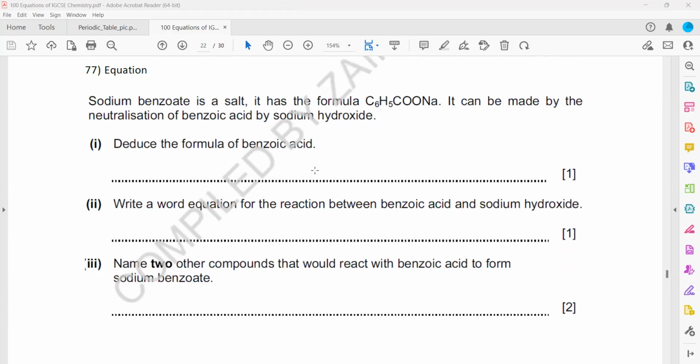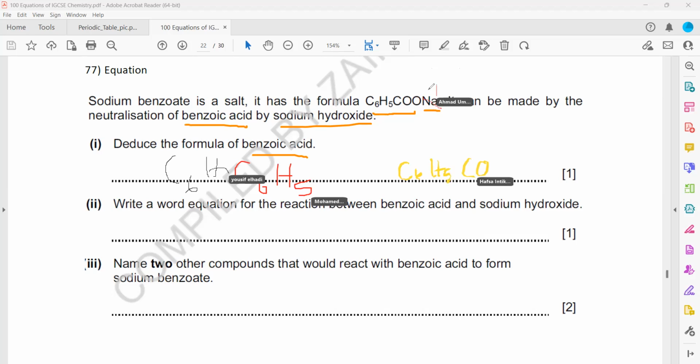Question 77. Sodium benzoate is a salt, with the formula C6H5COONa. It can be made from benzoic acid with sodium hydroxide. Deduce the formula of benzoic acid. Can you identify from this salt the formula of benzoic acid? So what we simply do is remove the sodium and put a hydrogen. Then it will be the formula of benzoic acid.